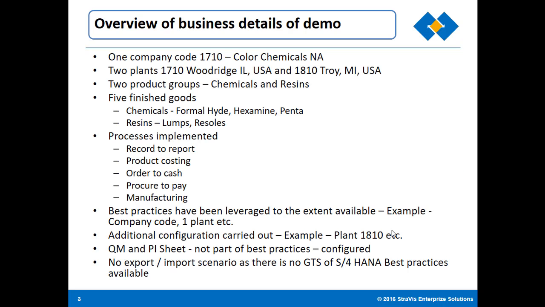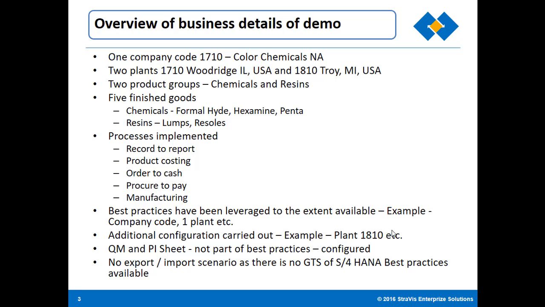To quickly give you the overview, there is one company code that has been set up. The company code is 1710. The name of the company is Color Chemicals NA. There are two plants in this demo: 1710 Woodridge, Illinois State in the USA, and 1810 Troy in Michigan State in the USA. But in the demo, we will extensively use only 1710. There are two product groups in this implementation: one is chemicals, another is resin.